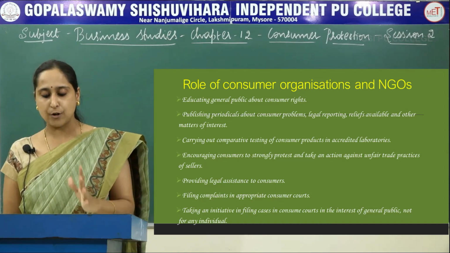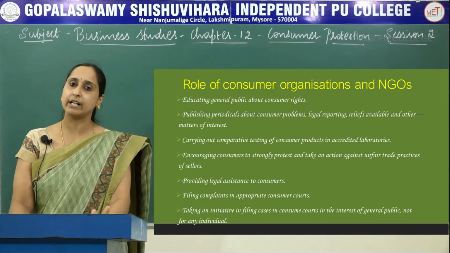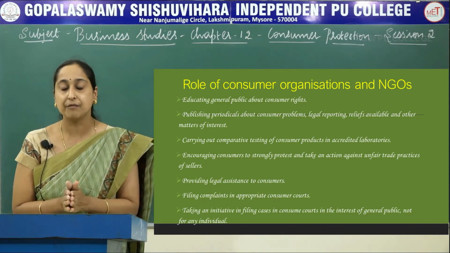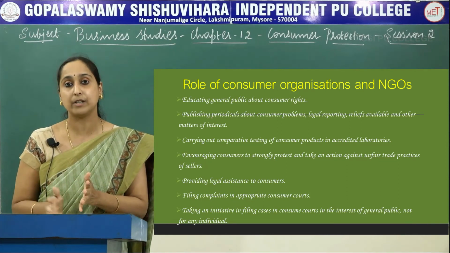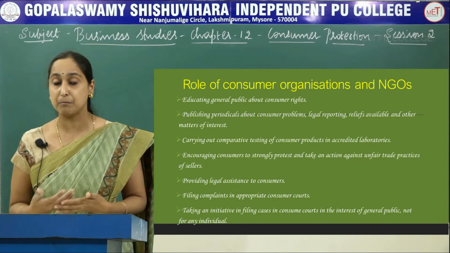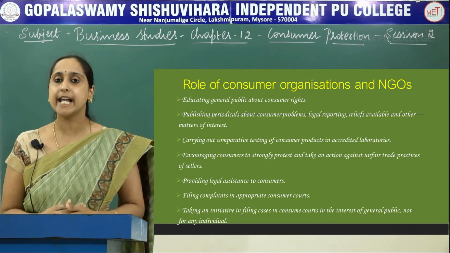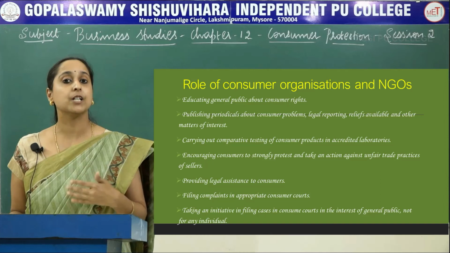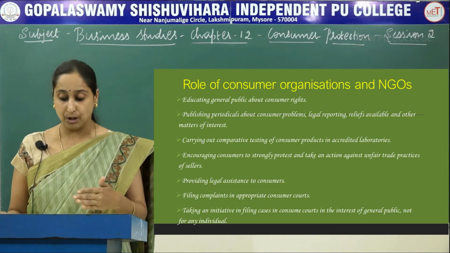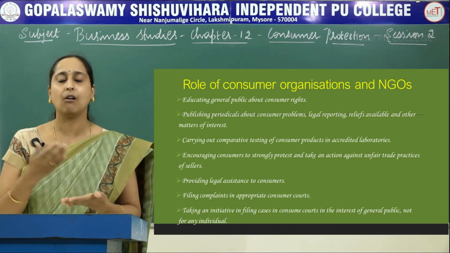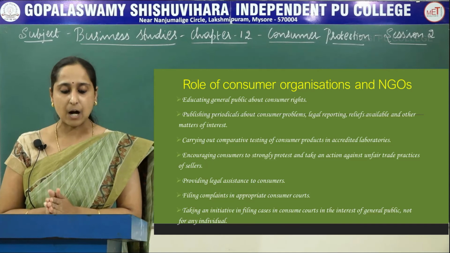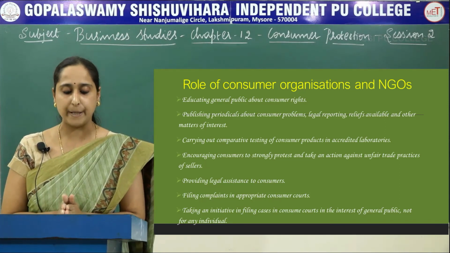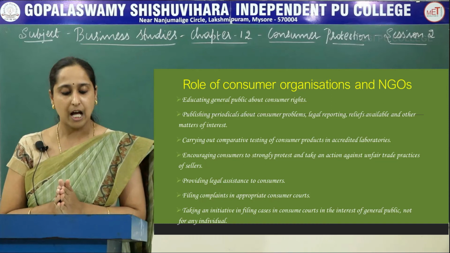First one is educating the general public about the consumer rights by organizing training programs, seminars and workshops. So what consumer organizations do, they educate consumers about their rights and responsibilities, and also organize training programs, workshops and seminars. Basically, these consumer organizations publish journals and articles relating to consumer problems and the legal reporting or the reliefs available to the consumers. They also carry out comparative testing of consumer products in accredited laboratories to test relative qualities of competing brands and publish the test results for the benefit of consumers.